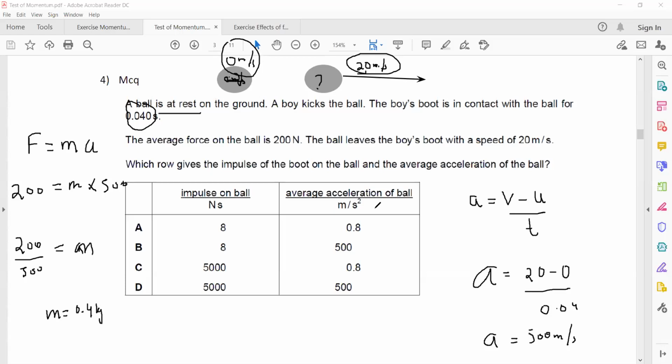Now we need an impulse. We already have the acceleration, but we need an impulse. Impulse is a change in momentum, not change in velocity. If I write 20 minus 0, that will be change in velocity. But the change in momentum is called impulse. So mass of this object is 0.4.